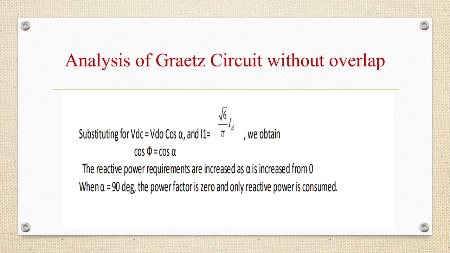So substituting VD equal to VD0 cos alpha and I1 equal to root 6 by pi ID, we will obtain cos phi is equal to cos alpha. So reactive power requirements will be increased as alpha is increased from 0, and when alpha equal to 90 degrees, power factor is 0 and only reactive power will be consumed.